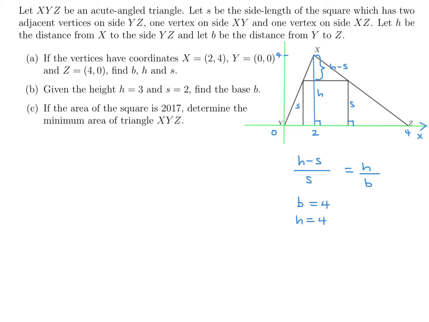And what else? And then the other one is s. How do we get s? Oh, s, we have to use this formula here. Okay, no problem. So that's going to be (4 minus s) over s is 4 over 4. So (4 minus s) over s is 1. So 4 minus s is s, and therefore 4 is equal to 2s, and therefore s is equal to 2. So h is 4, b is 4, and s is 2.